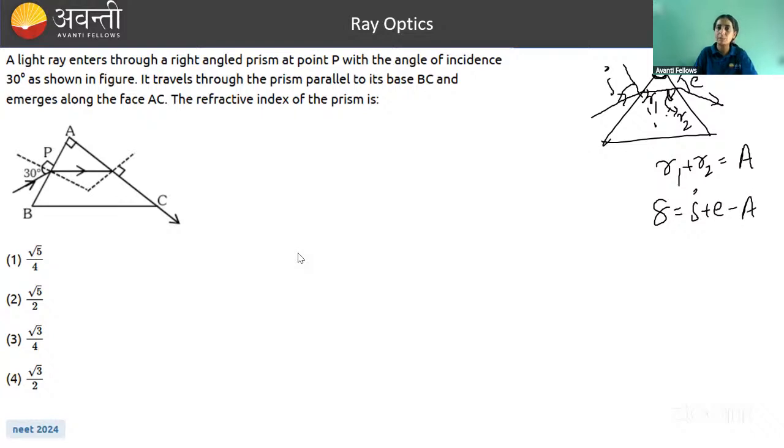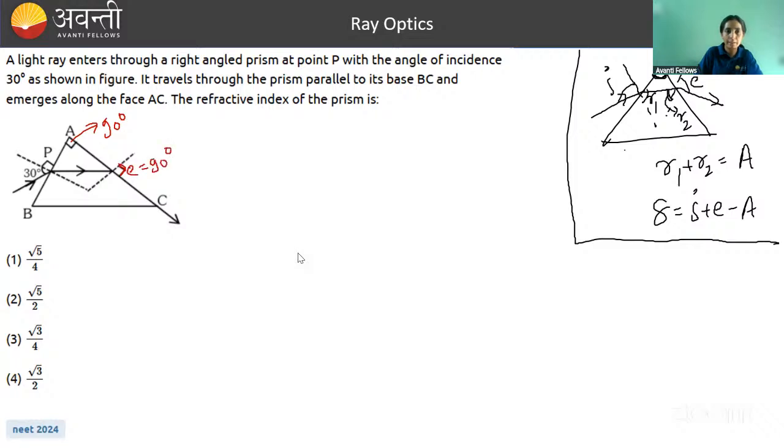And after that, we can apply Snell's law at any surface to calculate whatever things are given. So now we are going to apply Snell's law over here to calculate the required thing. What is given here? There is light incident at an angle of 30 degrees on surface AB. And you can see here, the angle of prism is given to be 90 degrees. And on the second surface, if you notice, the light is getting refracted by an angle of 90 degrees. So E is equal to 90 degrees here.